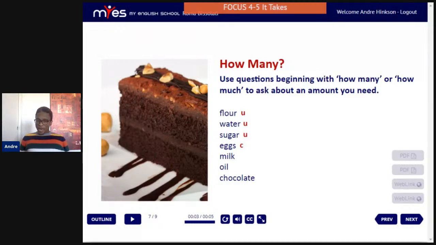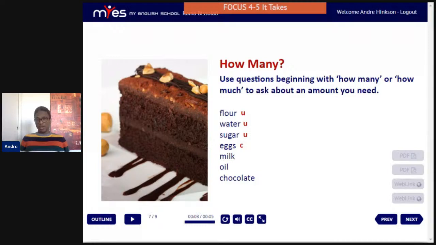So we've got some other questions. How much chocolate does it take, not need? You would say how much chocolate do you need in this case, but we're using it takes. So how much chocolate does it take to make a cake? Someone says it takes 1 kilogram of flour to make a pizza. Good, that sounds about right.